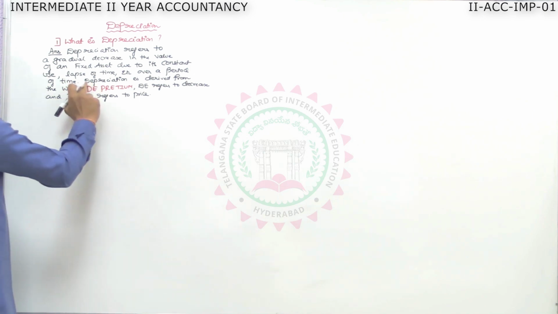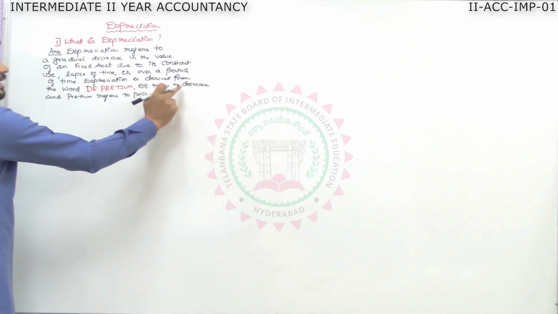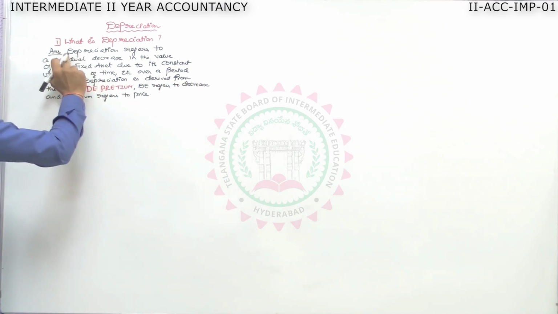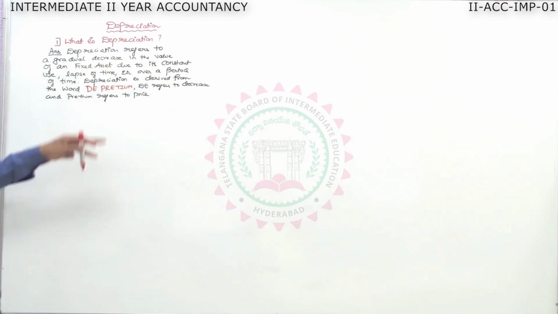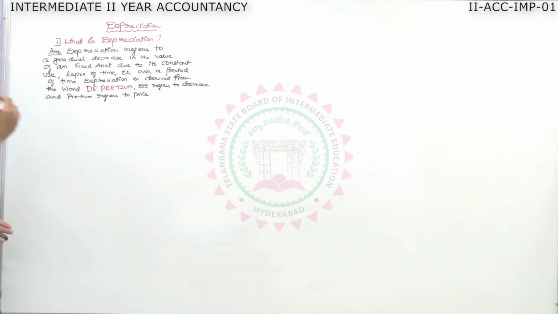You can start your answer like this also. Depreciation is derived from the word depreciation. D means decrease and precium means price. And then you can continue. It refers to a gradual decrease in the value of a fixed asset due to its constant use, lapse of time, etc. over a period of time. Like this, you can expect the question, what is depreciation?